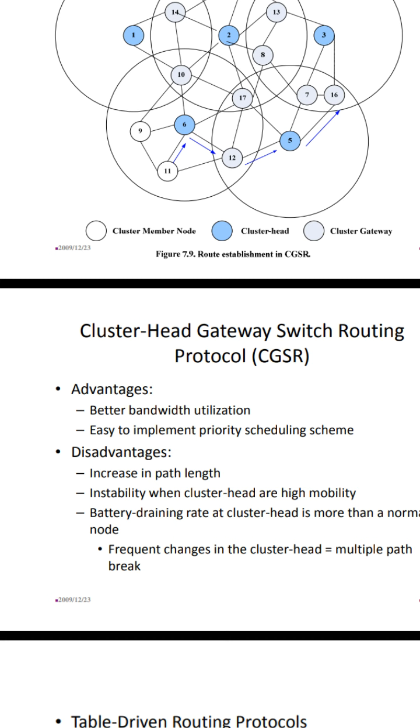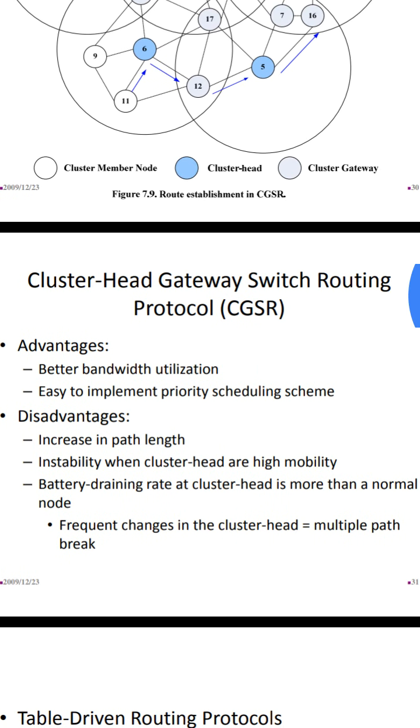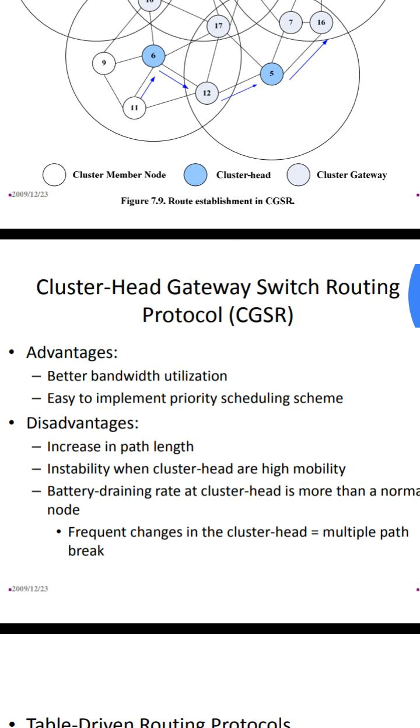The advantages are better bandwidth utilization and that it is easy to implement a priority scheduling scheme. The disadvantages are increased path length, and instability when the cluster head has high mobility. Another disadvantage is that the battery draining rate at the cluster head is higher than at a normal node.